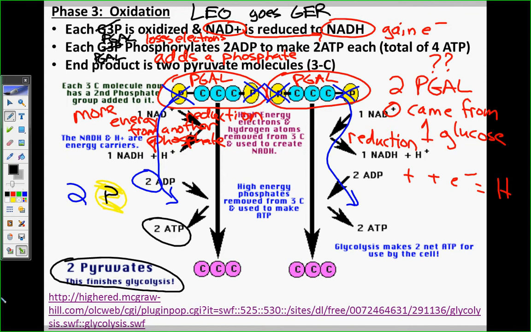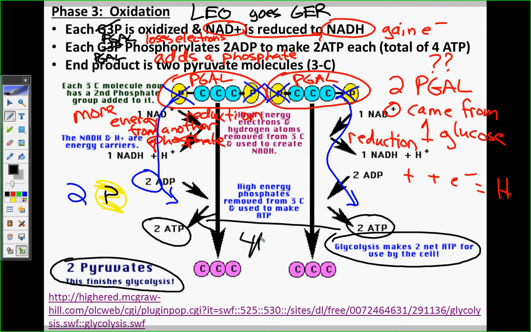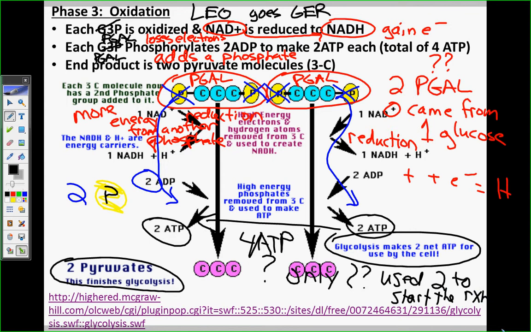All right, glycolysis makes a net of 2 ATP for use by the cell. Why is it netting 2? How many did I just make? 4. I just made 4. Why am I only making 2? Because I used 2 to start the reaction.